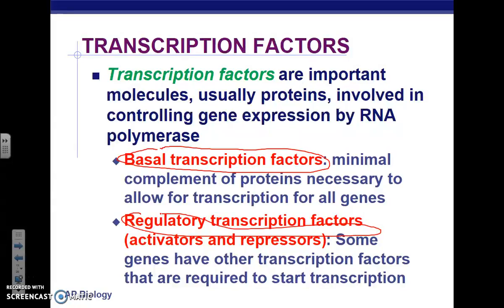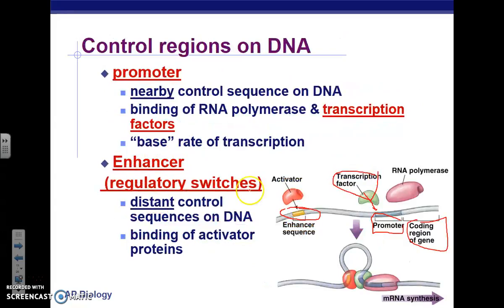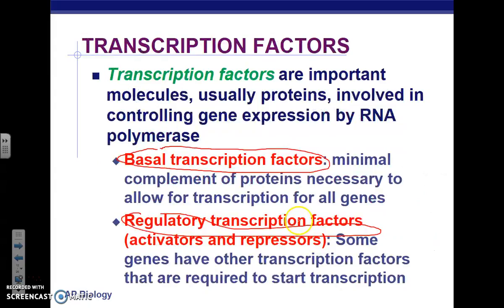They recognize and bind to specific sequences in the DNA, usually at the enhancer region, which you remember is upstream from the gene, and if they're activators they can turn on the gene, or if they're repressors they can turn off the gene. But often, these activators are required to start transcription from many genes, and they bind to specific sequences in the DNA, and they're specific for specific genes.